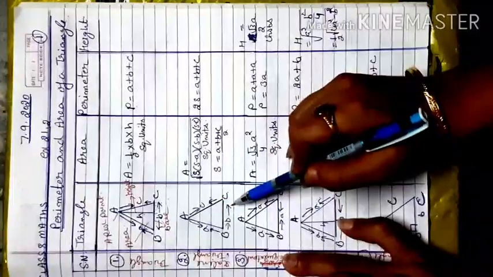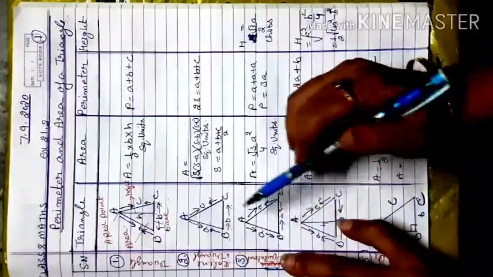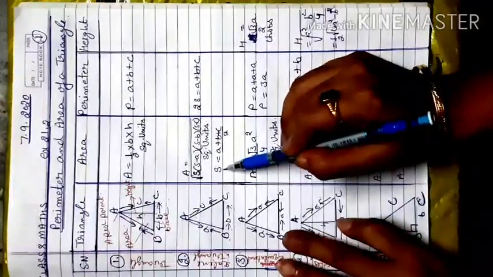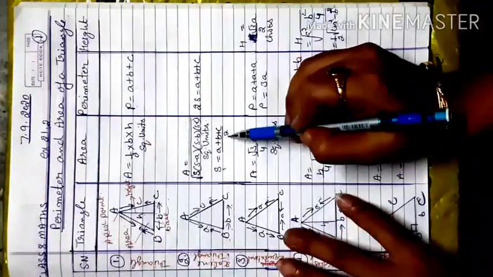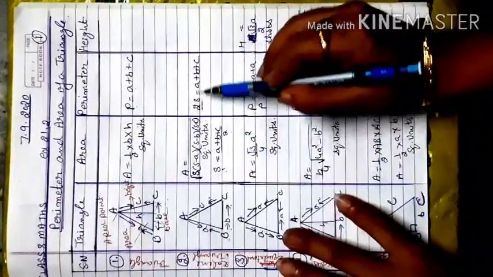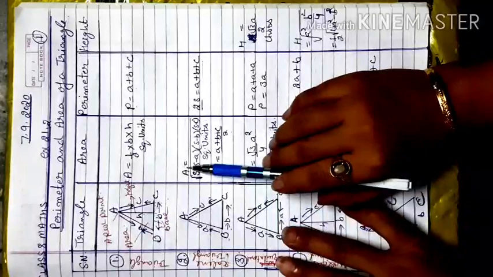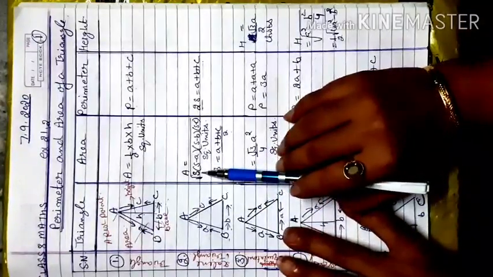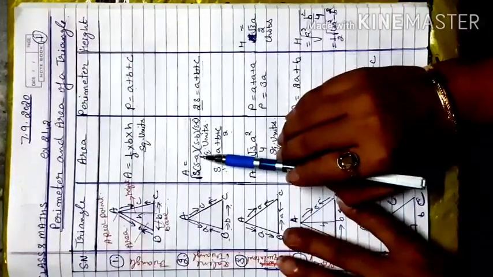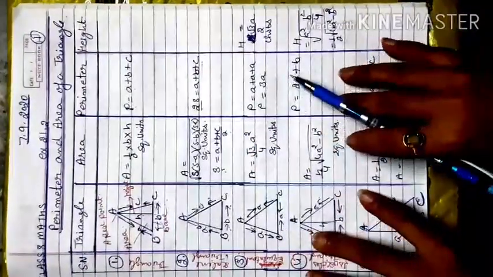Next is the scalene triangle. What happens if no height is given and you have different sides a, b, c? In that case we use Heron's formula. Heron's formula says that s is a plus b plus c by 2. That is the semi-perimeter, because 2 times s is the perimeter, the sum of all the sides of the triangle. To find the area, Heron's formula is the square root of s into (s minus a) into (s minus b) into (s minus c) square units, because area is always measured in square units.